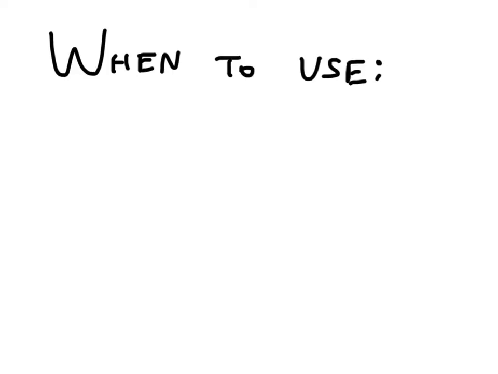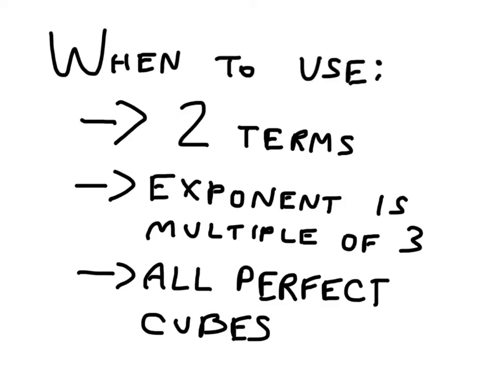Lastly, I want you to think about how you know to use this. Pause the video for a sec and think of some things. Hopefully some of the hints you'll notice for when to use this: the expression is two terms. The exponent has to be a multiple of 3 in order to have a perfect cube. And then all of the coefficients, constants, all of those numbers need to be perfect cubes as well.